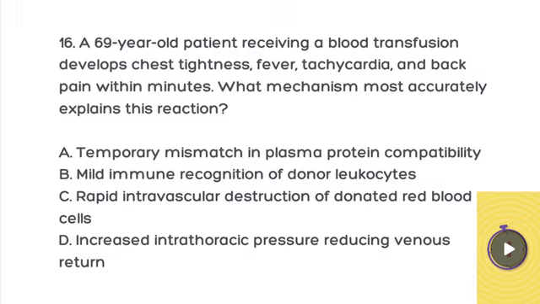Okay, so if you chose C, that's the correct answer. So remember, with acute hemolysis, you're going to have fever and pain and tachycardia early in the transfusion. Letter A is incorrect because plasma mismatch causes mild itching, not a severe reaction. B is also incorrect because febrile, non-hemolytic reactions lack back pain. And letter D is also incorrect because pressure changes do not really explain fever or pain.